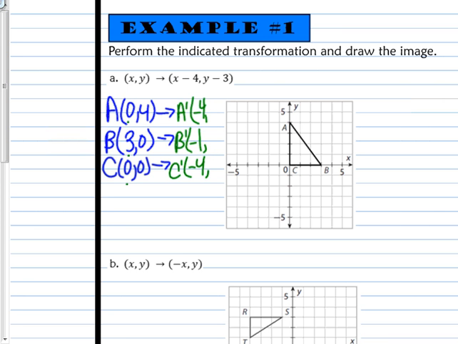And now we're going to find the y coordinate, and the y coordinate, we're going to be subtracting 3. So we'll be subtracting 3 from 4, 0, and 0. Okay? So the y coordinate for A prime is 1, for B prime is -3, and for C prime is also -3. And now that we've performed the translation, we're going to draw the new image. So I have -4, 1, -1, -3, and -4, -3. These are my new coordinates. I'm going to connect the points, and I have A prime, B prime, and C prime. Okay? And this particular transformation is called a translation.